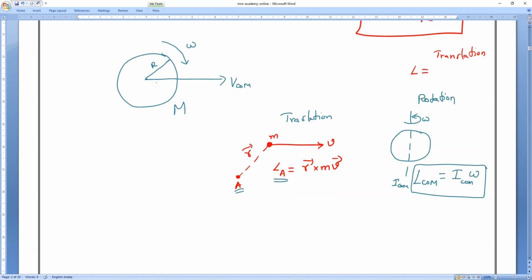Yes. So now, in rolling, what do you mean by rolling, guys? We all know that. Rolling means what? It is translation plus rotation. Translation plus rotation means what is the total angular momentum?